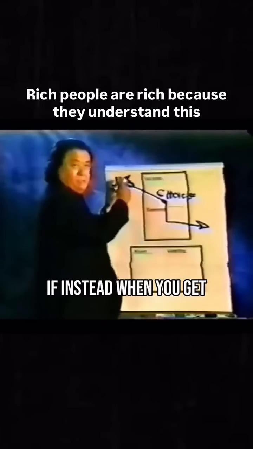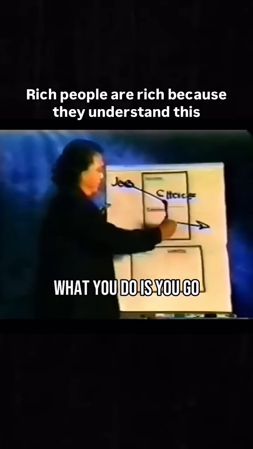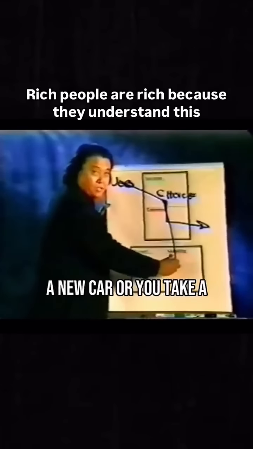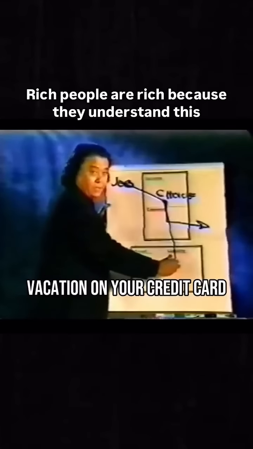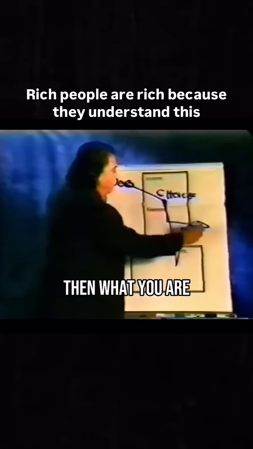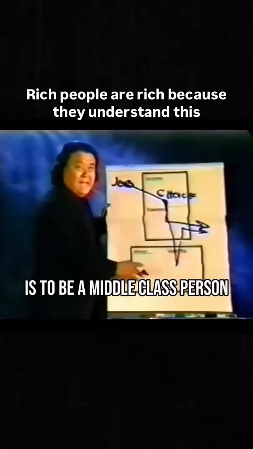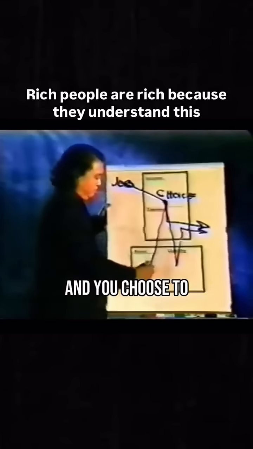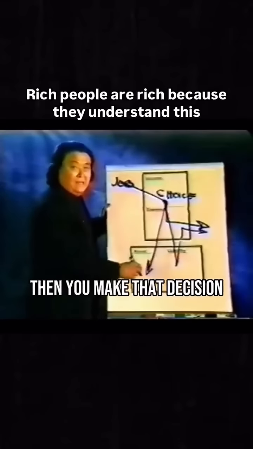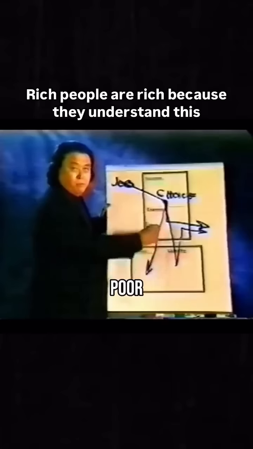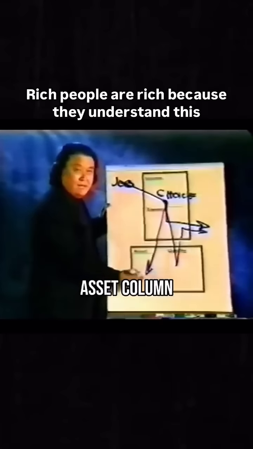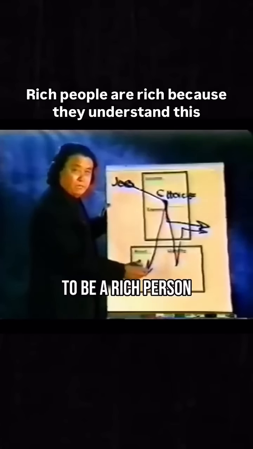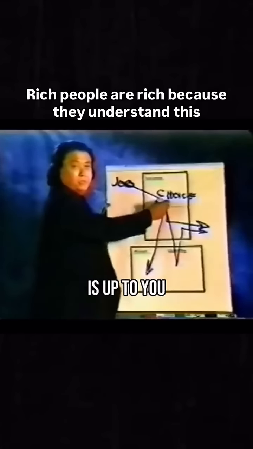If instead, when you get a pay raise or more money, what you do is you go and buy a bigger house, a new car, or you take a vacation on your credit card, then what you are choosing to do is to be a middle-class person. And if you choose, instead, when the money comes in, to put it in the asset column, then you make that decision to be rich. By putting it in the asset column, at this point, you're choosing to be a rich person. But the choice is up to you, nobody else.